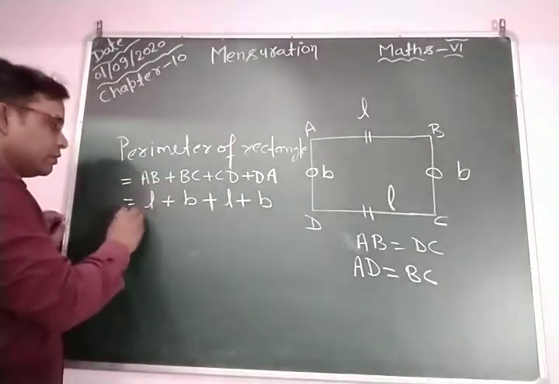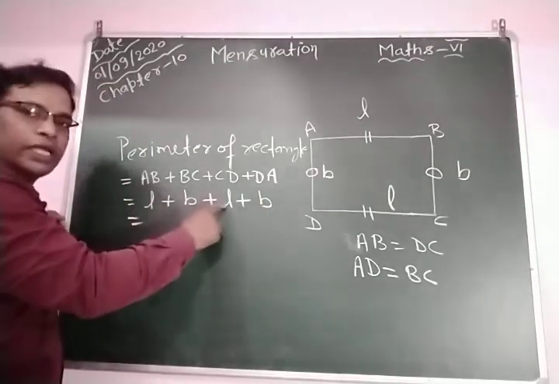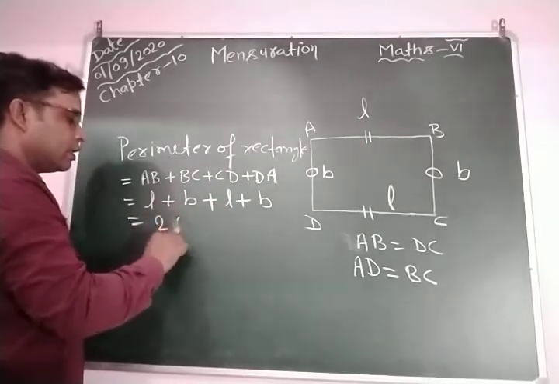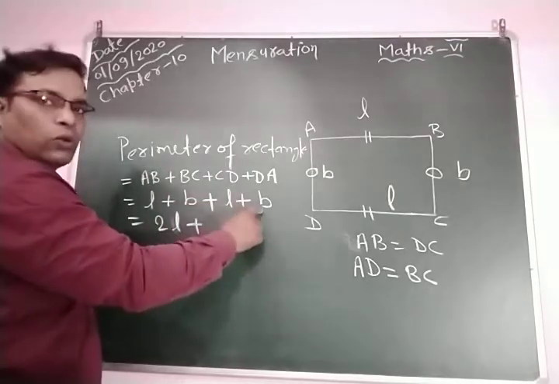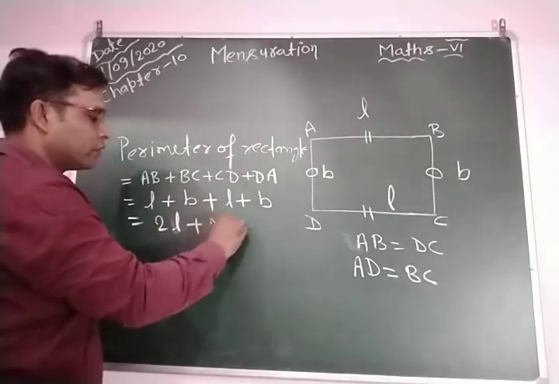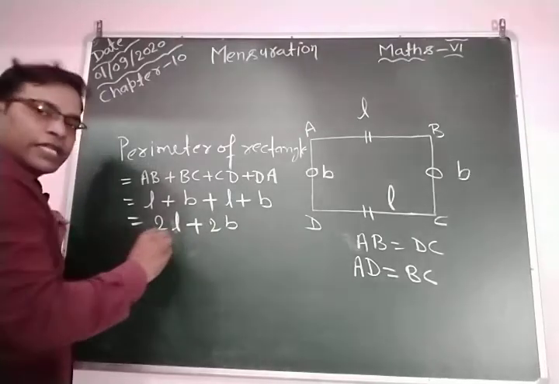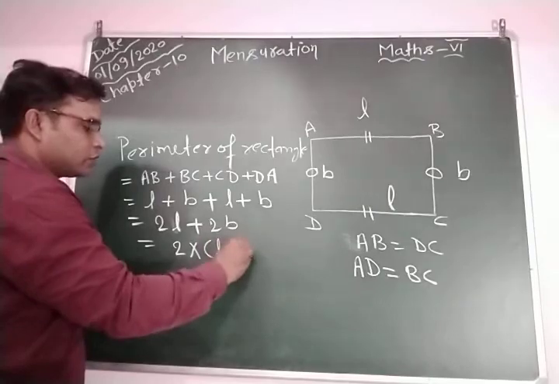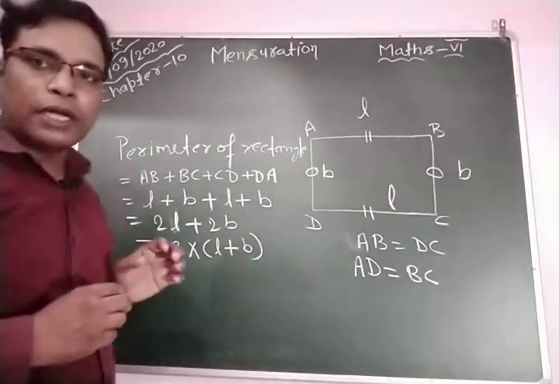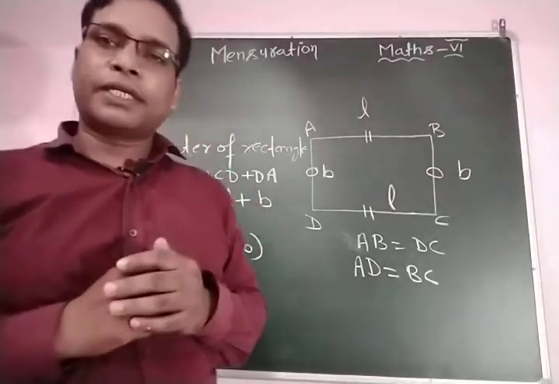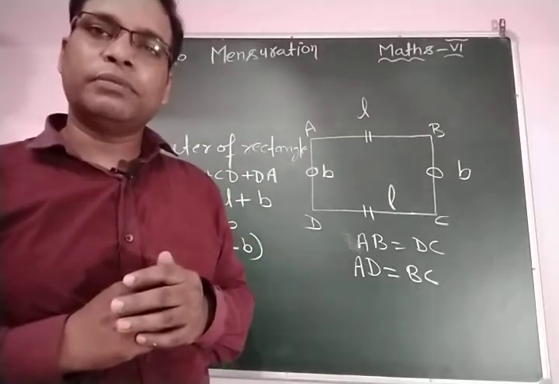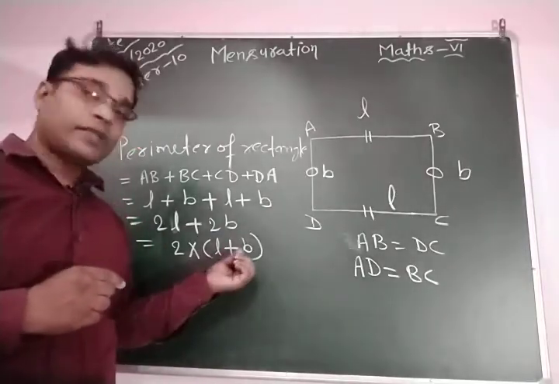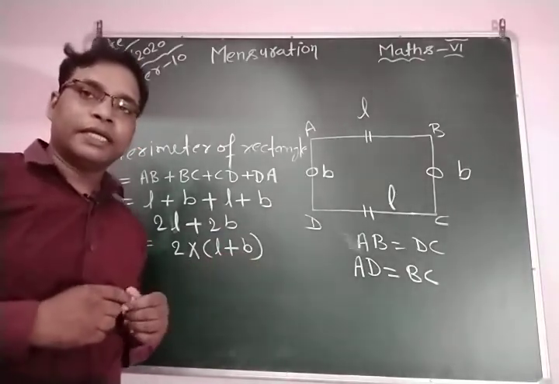So you can say here two lengths, one length and one length. This is 2L, plus 1B and 1B, which is 2B. If we take 2 common, we obtain 2 into L plus B. In this way, we find the formula for the perimeter of a rectangle: 2 into L plus B, where L represents the length of the rectangle and B represents the breadth.